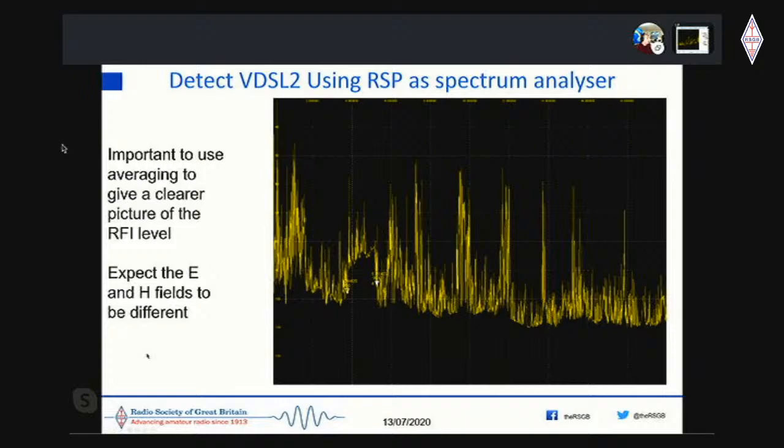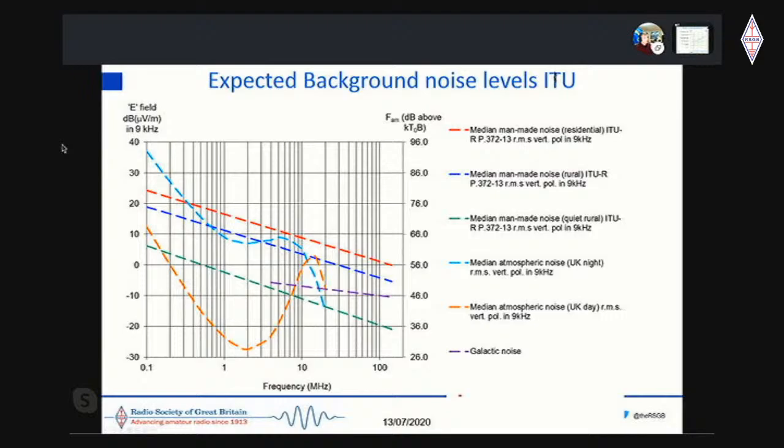Now, you might ask, what would I expect the background to be if VDSL wasn't there? Well, helpfully, an organisation called the ITU published some expected graphs in a standard called 372. They show you three dotted sloping lines for expected levels of background noise in normal environments. The bottom one is quite rural, the middle one is rural, and the top one is residential. To give you a feeling, at 30 megahertz, you should be expecting an E field of about 0 dB microvolts per meter. And at 1 megahertz, you should be expecting about plus 10 dB microvolts per meter.